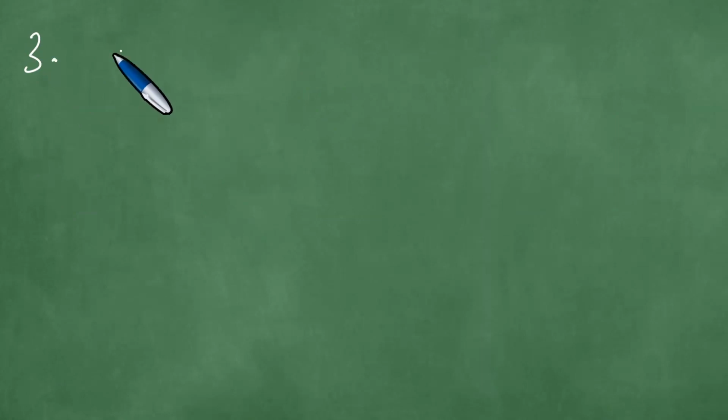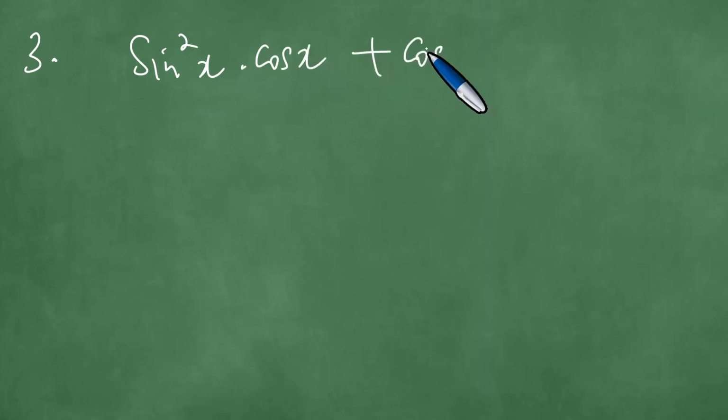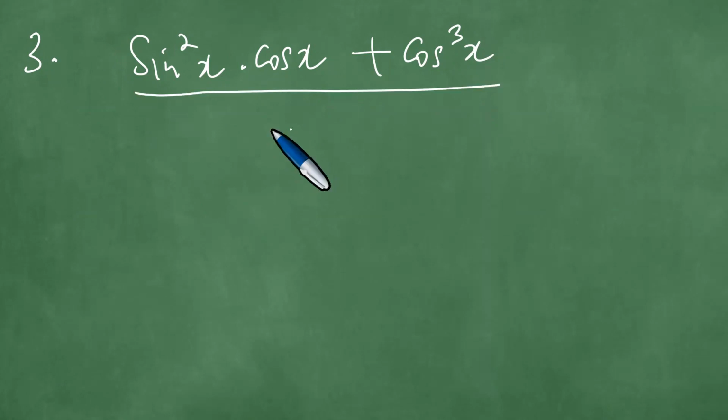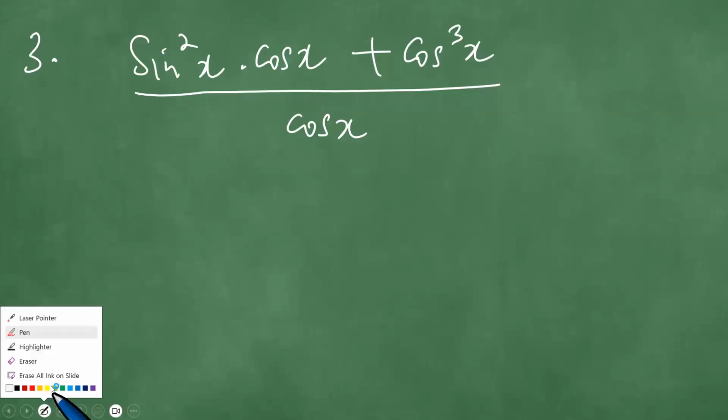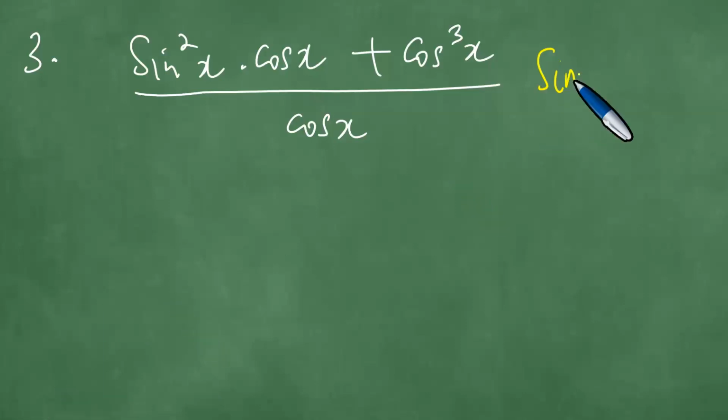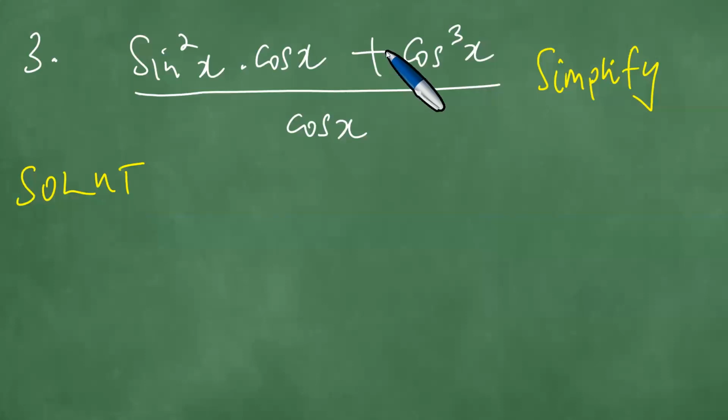You need to simplify this if you're given the following: sine squared x multiplied by cosine x plus cosine cubed of x, divided by cosine x. At this point, what are you supposed to do? You're supposed to simplify this. Let us see how to simplify this. So look at the solution to this.